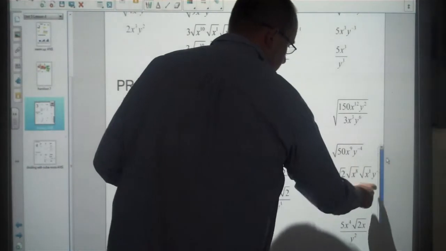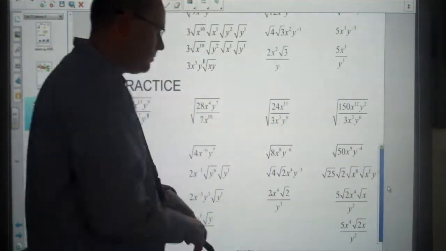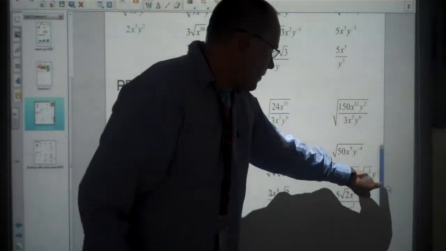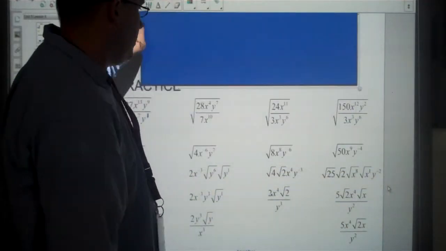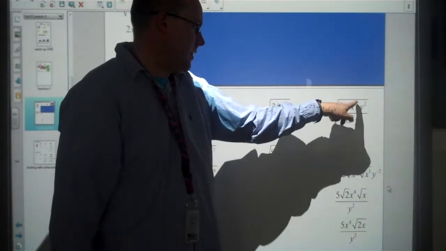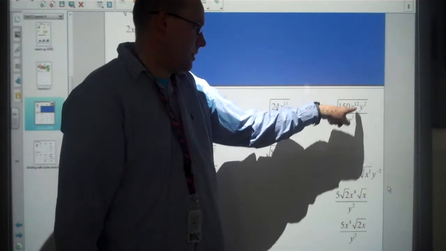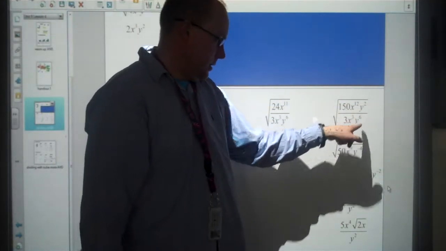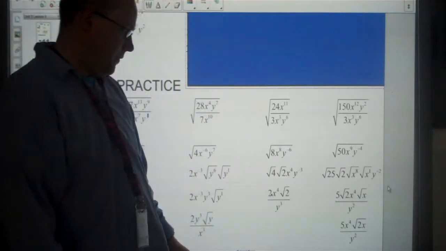And for our last one, let's see if I can move this totally out of the way. There we go, that's better. So 150 divided by 3 is 50. X to the 12 divided by x to the 3, subtracting, gives us 9. 2 take away 6 gives us negative 4.